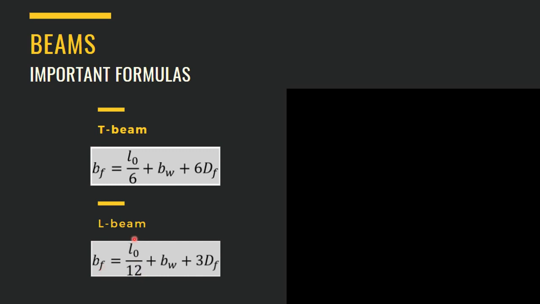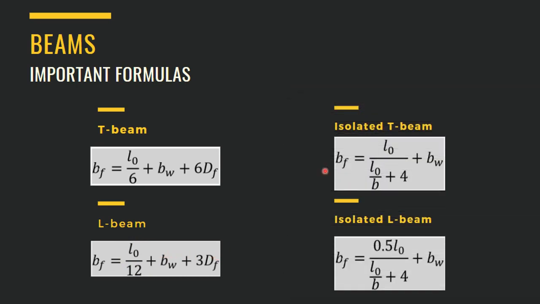For L-beam, the width of flange will be equal to L0 by 12 plus BW plus 3 DF. And for isolated sections, isolated T-beam, the formula is this. And for isolated L-beam, the effective width of flange will be calculated using this formula. So these are important formulas that can be asked in any examinations.